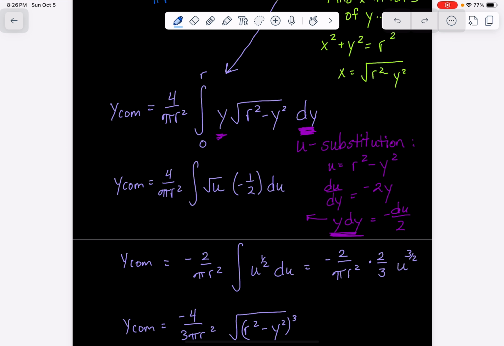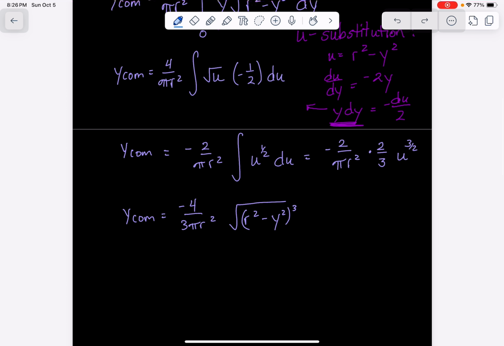And then I'm going to evaluate that. I'm going to plug my r squared minus y squared back in for u. So I just simply replace that. I don't know if you can see, but the negative 2 times 2 becomes 4. And then on the bottom, we have the 3 pi r squared. But then instead of u to the 3/2, I have r squared minus y squared to the 3/2. And I then just rewrote it with the square root in there. And then I'm going to evaluate that from 0 to r.